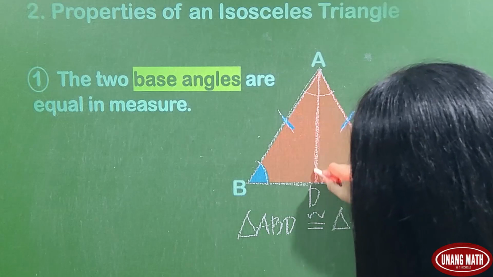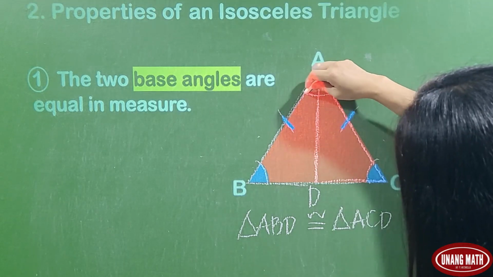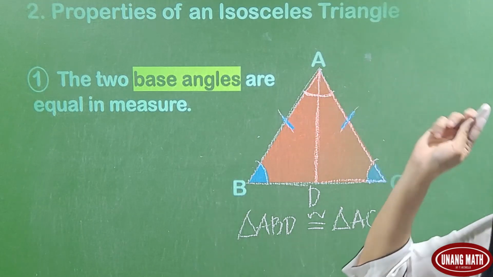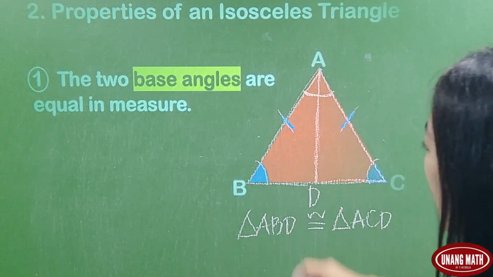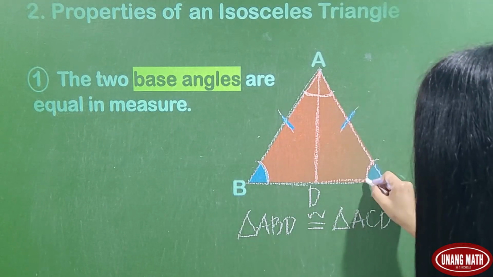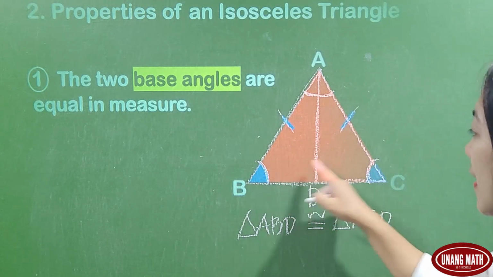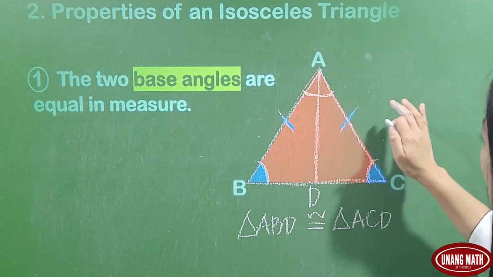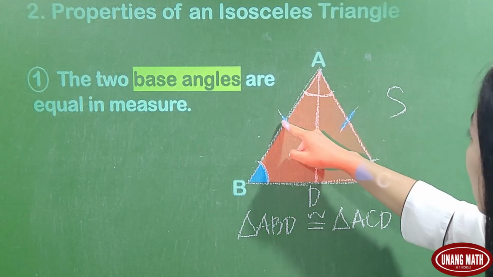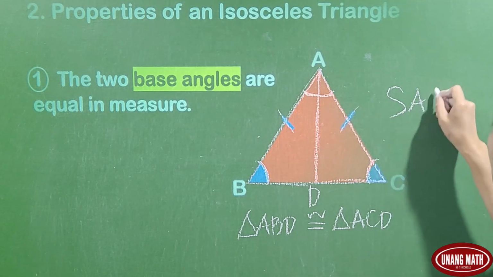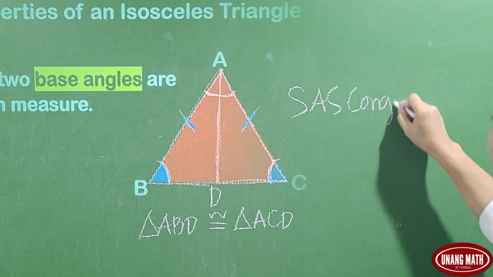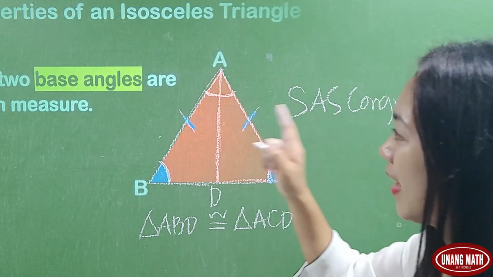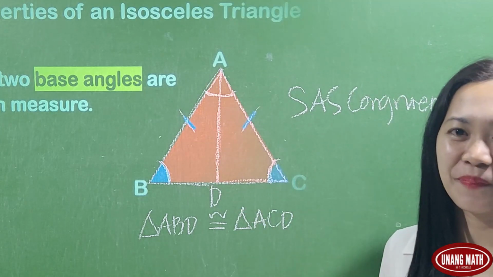This is a common side. So this angle corresponds to this angle. It means they are equal also in measure. So these angles are also corresponding angles and they are equal in measure. So this congruence is SAS congruence. So this proves why the two base angles are equal in measure.